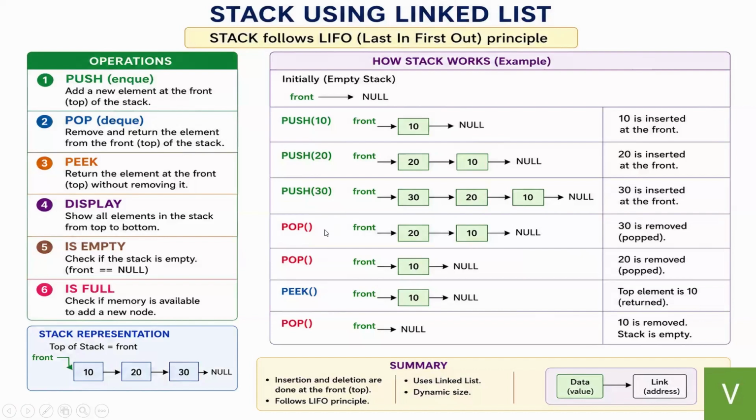Now if you want to pop an element, then we will remove 30 and the top element is assigned to 20. Again, if you want to pop out an element, then we will pop out 20 and then the top element is assigned to 10. So here the peek value is 10. So this is the explanation of stacks using linked list. Now let us write a C program to understand stacks using linked list.